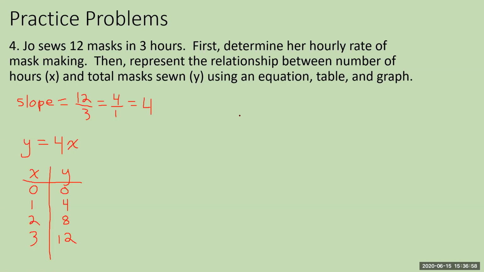We're going to make our graph. So again, because negative numbers just aren't very relevant in this situation, I am going to exclude them from my graph. I'm just going to include the positive parts of my x and y axis. So we've got X and we've got Y. And remember, our X represents the number of hours and Y represents the number of masks.